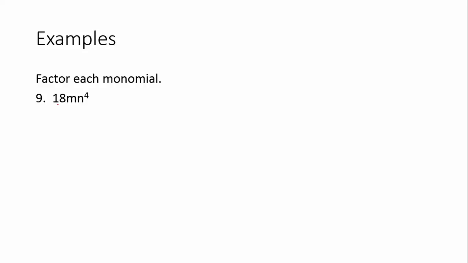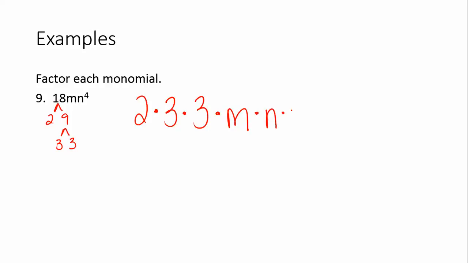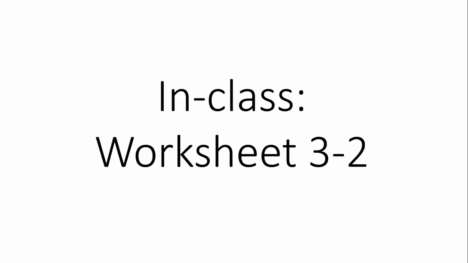So we have 18. A factor tree on 18 would be 2 and 9. 2 is prime, 9 is not. 3 times 3. So it's 2 times 3 times 3 times m, and then times n times n times n times n. In class, we will work on worksheet 3.2.